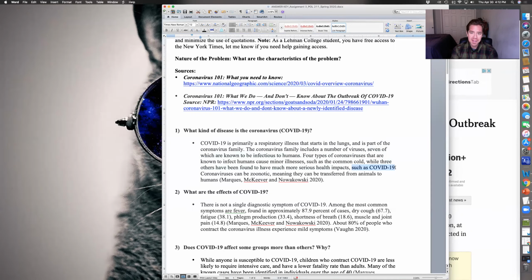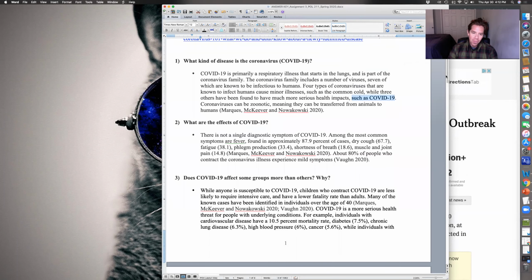But this basically means that they often originate from animals and are transferred to humans. So animals carry this thing and it gets transferred over to humans, right? So that's kind of the basics. What is this thing? What are the effects?